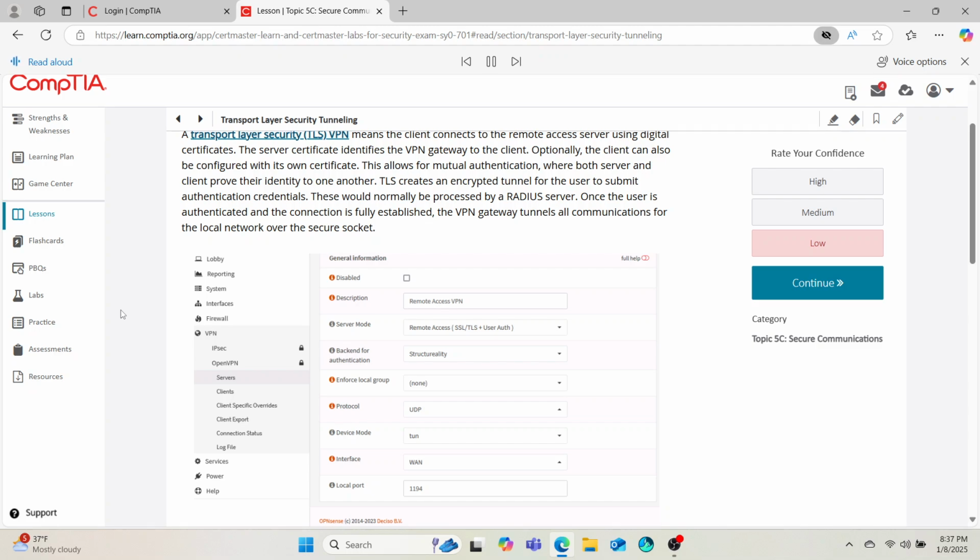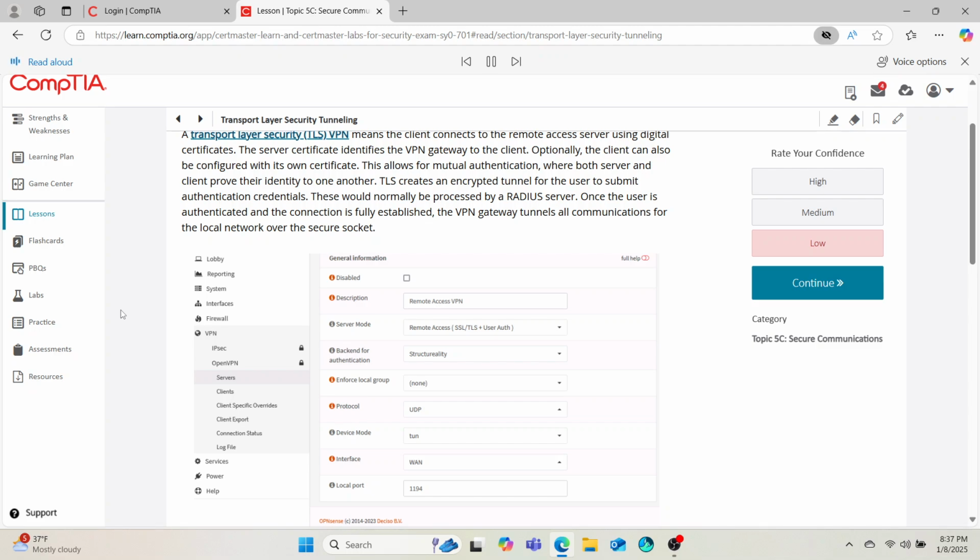Configuring an OpenVPN server in the OPNsense security appliance. This configuration creates a remote access VPN. Users are authenticated via a RADIUS server on the local network. Screenshot courtesy of OPNsense.